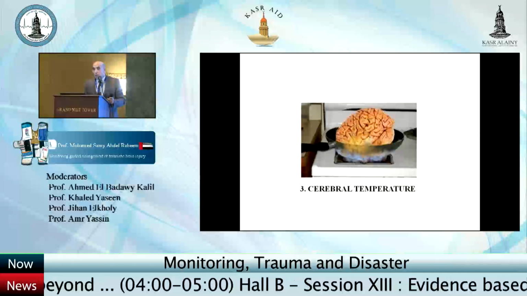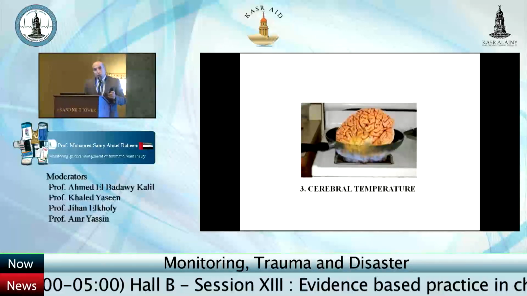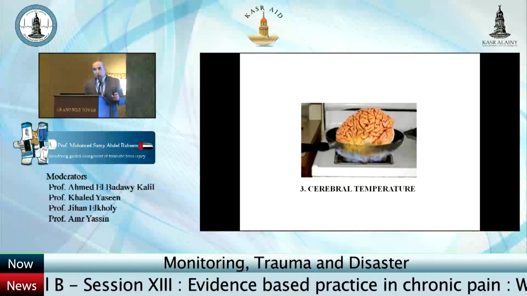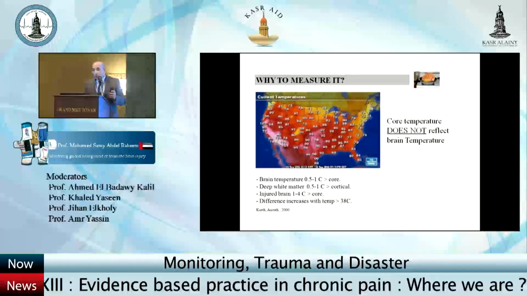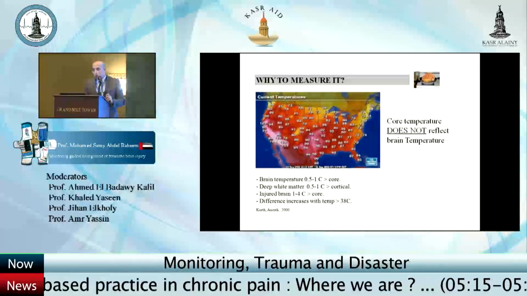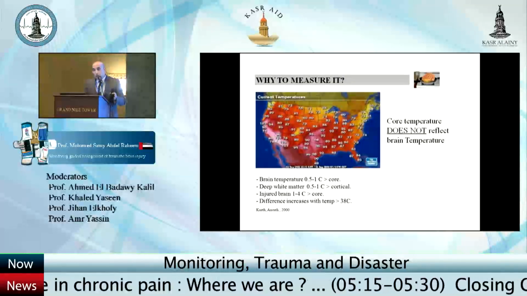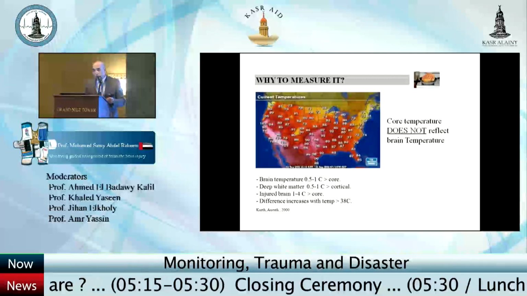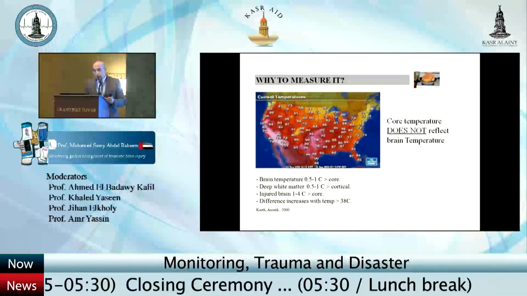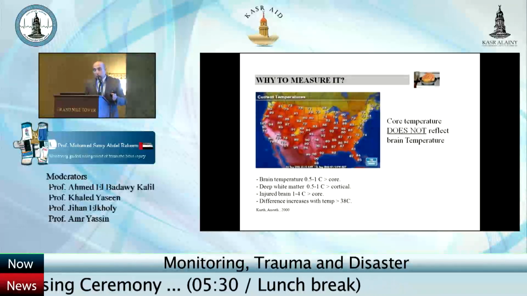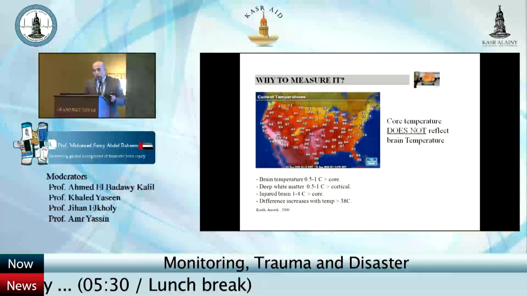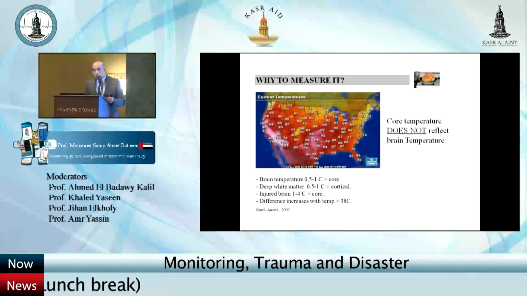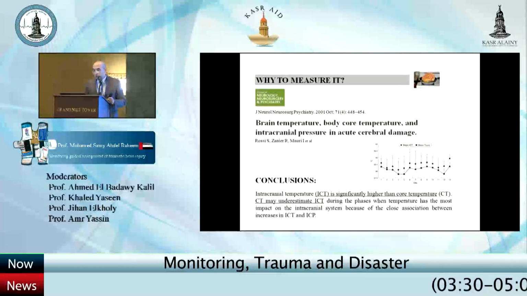Cerebral temperature is another thing that we need to look at. Do we need to measure it directly, or can we rely on the core temperature? Actually, core temperature does not at all reflect brain temperature. Brain temperature is normally 0.5 to 1 degrees Celsius higher than the core. The white matter is higher than the cortex. Injured brain normally has 1 to 4 degrees Celsius more than the core, and the difference goes even higher if the core temperature is more than 38 degrees Celsius.